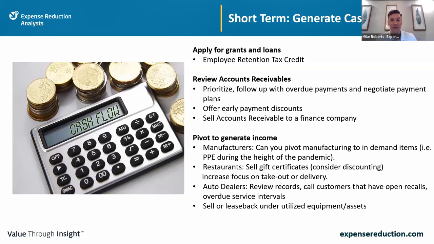Okay, so those are really the three-prong approach to short-term cash flow. Overarching is low-hanging fruit for grants and loans, and accounts receivable. That's typically another low-hanging fruit. And then is there a need or an opportunity to pivot the business to generate some income? And just some ideas. Can I add to that? Please.